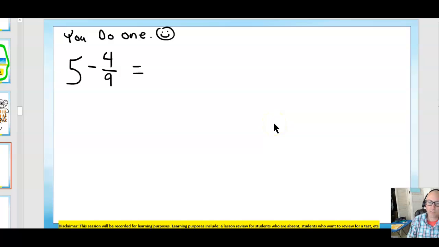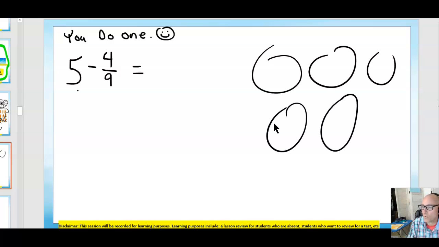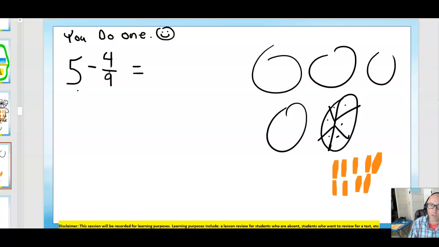So what about this one? Same idea. If we have 5 pizzas, and we cut one of them into ninths, again, pretend like they're all even, 9 pieces, and you get rid of 4 of them, how many pieces of pizza does that leave you? 5 out of 9, 5 ninths.